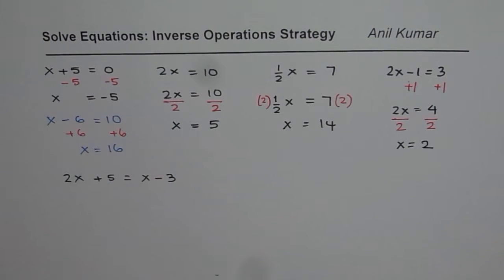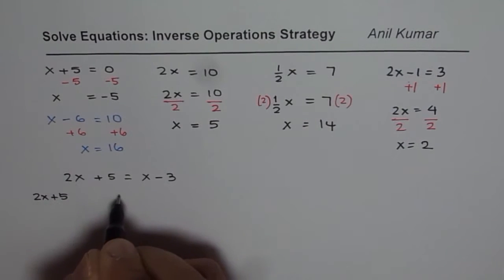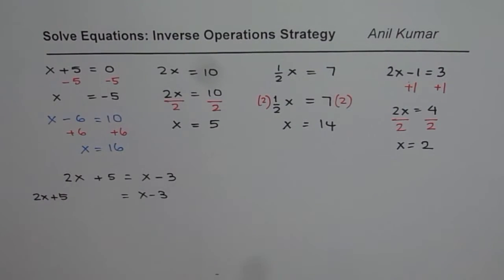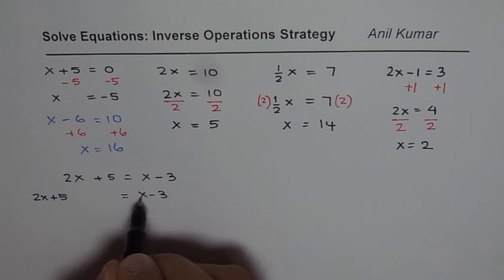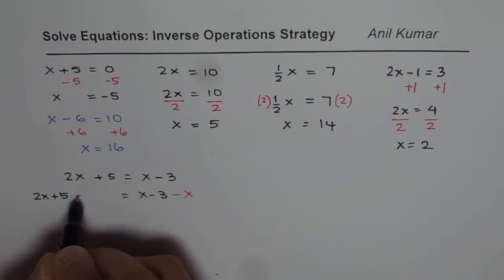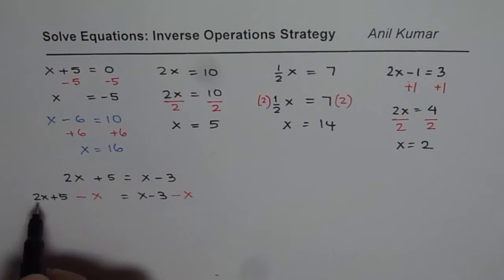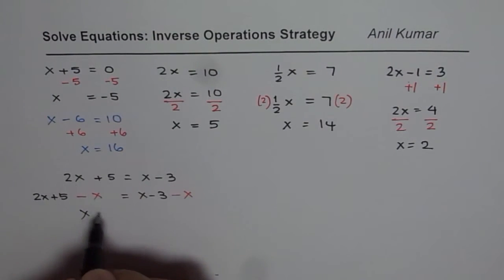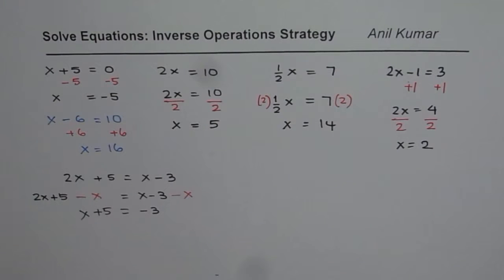So what I can do here is, we can write this equation as 2x plus 5 equals x minus 3. We'll remove the variable from the right side. So minus x, minus x. That will remove the variable first, right? So we have 2x minus x, which is x, plus 5 on the left side. On the right side, x minus x is 0. We are left with minus 3.